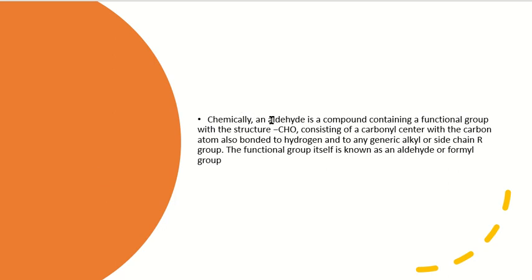Chemically, an aldehyde is a compound containing a functional group with the structure CHO, consisting of a carbonyl center with the carbon atom also bonded to hydrogen and to any generic alkyl or side chain R group. R may be any group, and the carbon is double bonded with oxygen and also forms a single bond with hydrogen. The functional group itself is known as the aldehyde or formyl group.